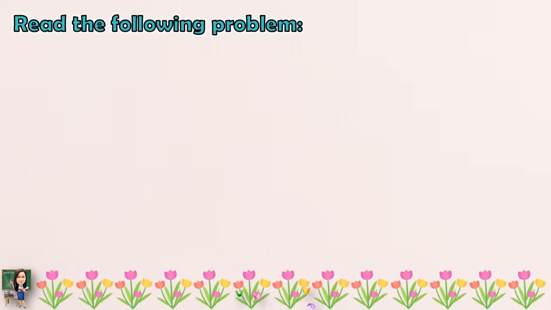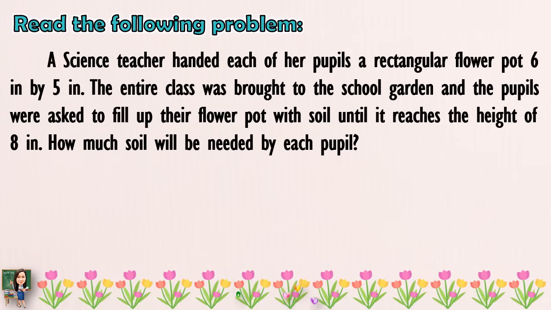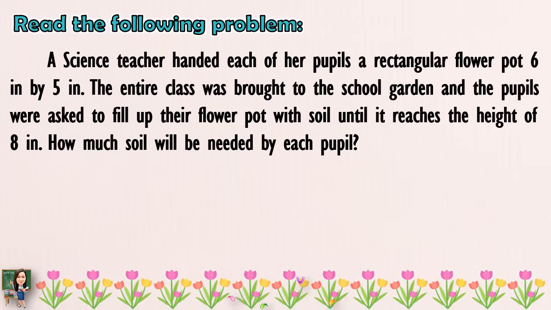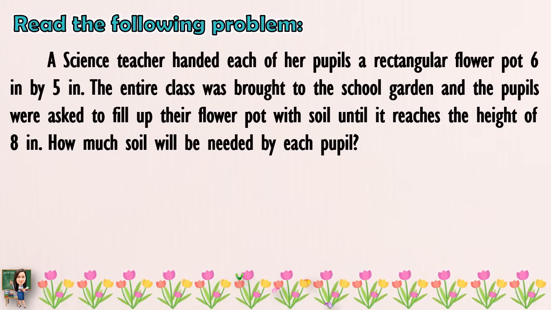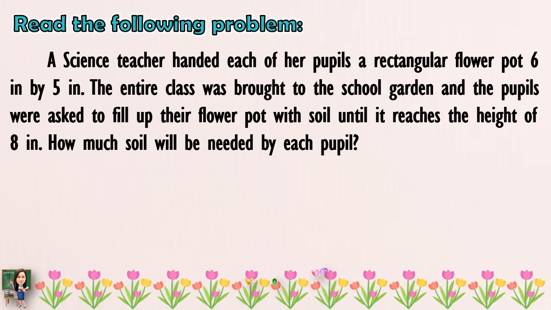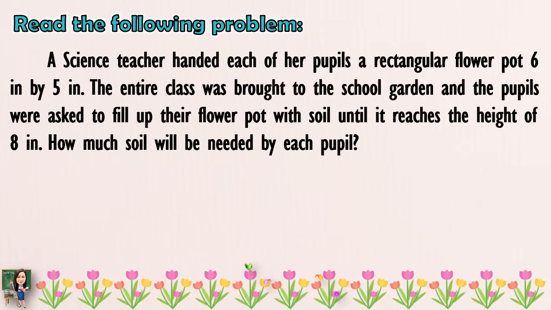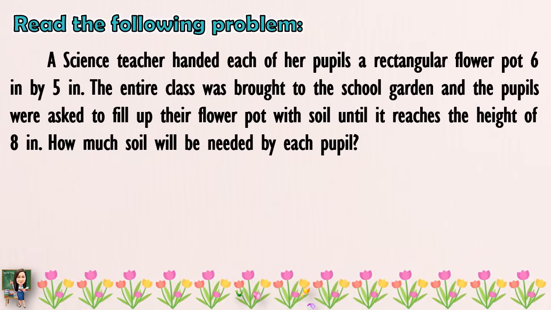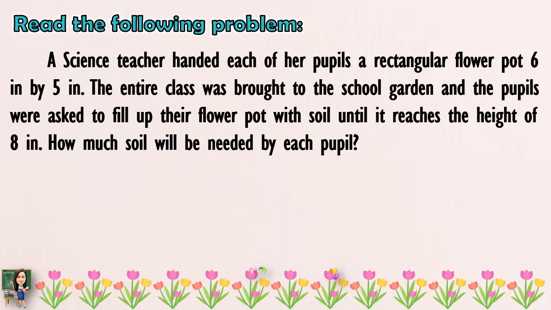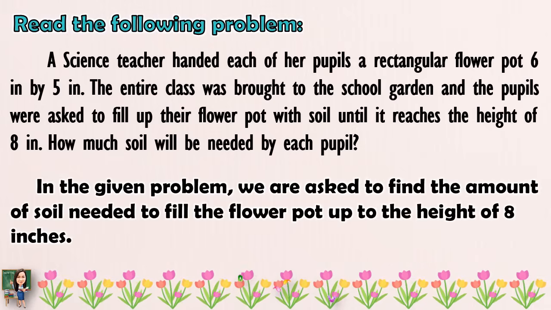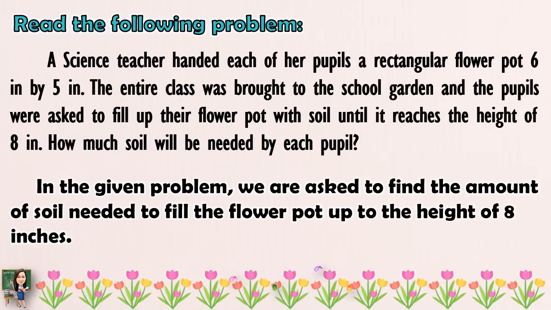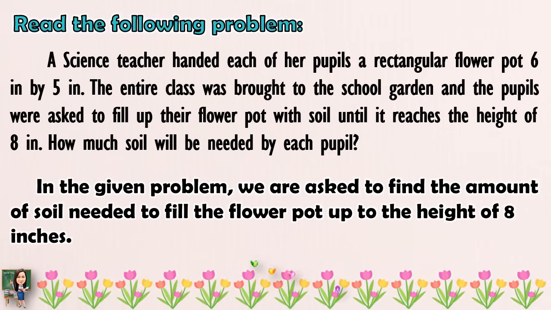Read the following problem. A science teacher handed each of her pupils a rectangular flower pot 6 inches by 5 inches. The entire class was brought to the school garden and the pupils were asked to fill up their flower pot with soil until it reaches the height of 8 inches. How much soil will be needed by each pupil? In the given problem, we are asked to find the amount of soil needed to fill the flower pot up to the height of 8 inches.